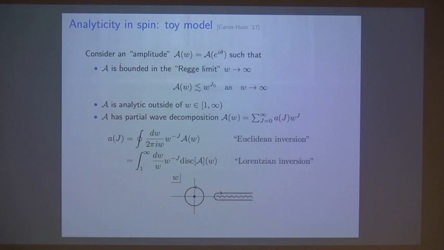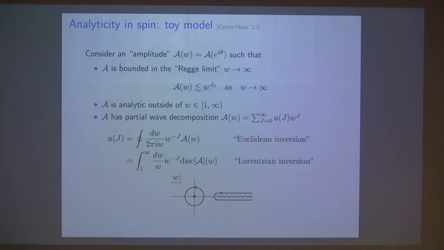And furthermore, it has some partial wave decomposition. Now, this partial wave decomposition here is naively in tension with boundedness in the Regge limit. The partial wave decomposition includes a sum over arbitrarily large spins, but that sum somehow has to behave nicely at large w. Okay, so starting from the partial wave decomposition, we can immediately write down a Euclidean inversion formula, which is just Cauchy's integral formula.